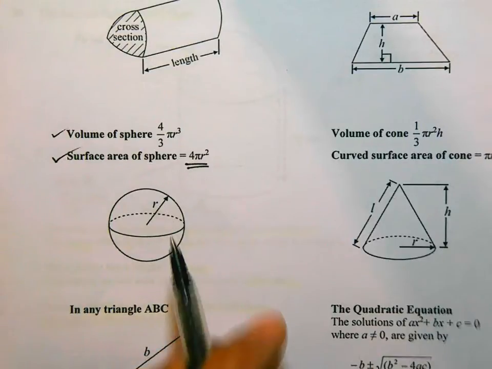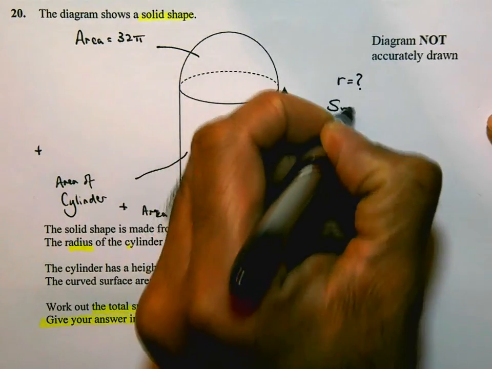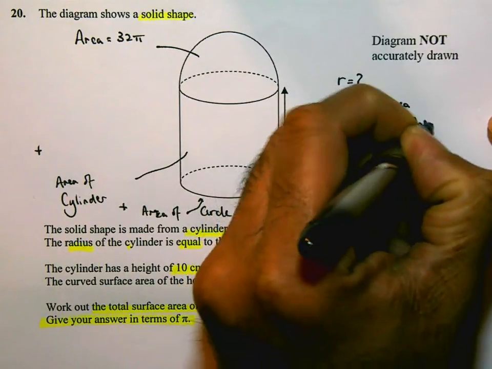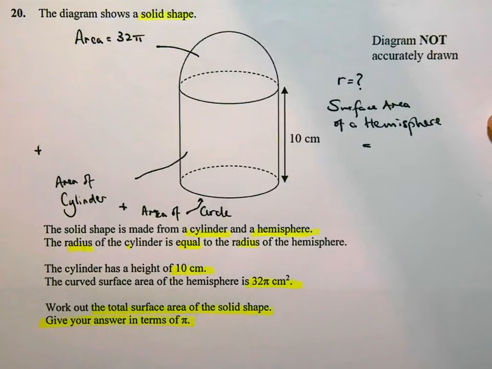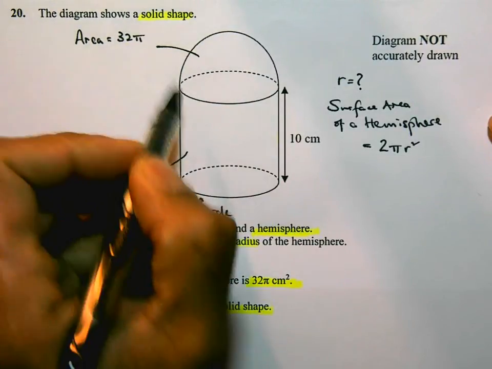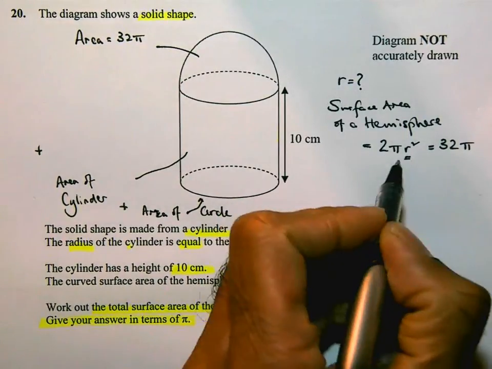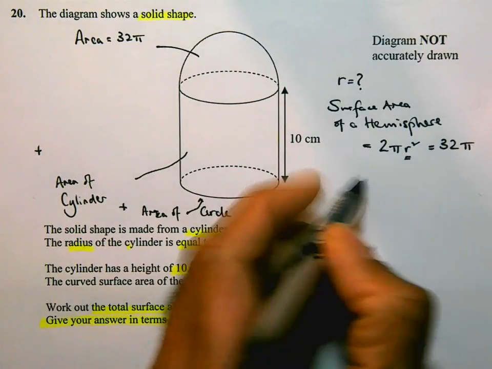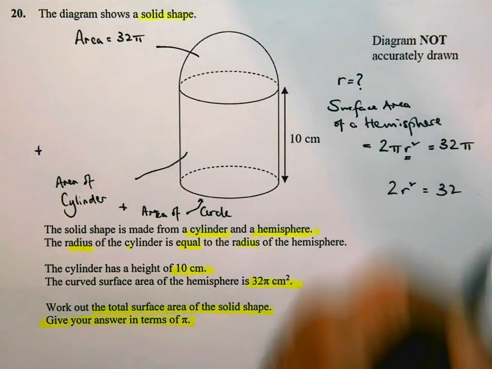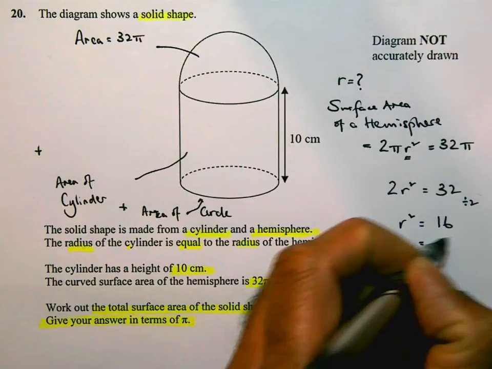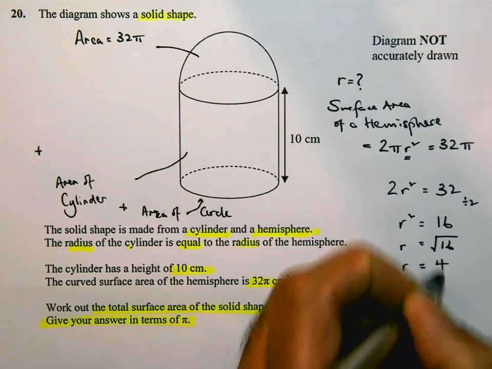What we're dealing with is a hemisphere, and so the surface area of a hemisphere is not going to be 4 pi r squared, but half of that, 2 pi r squared. So 2 pi r squared must be equal to 32 pi. Now I just need to work out what r is. First of all, I'm going to cancel out the pi's. If I divide by pi, I get 2 r squared is equal to 32. Divide by 2, and that gives me r squared is 16. If I square root 16, that tells me that the radius is 4.